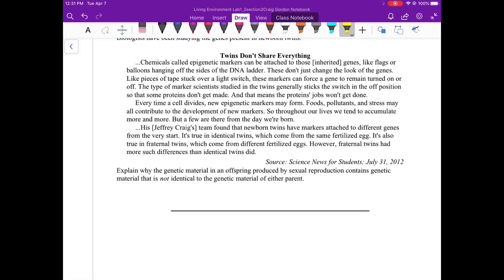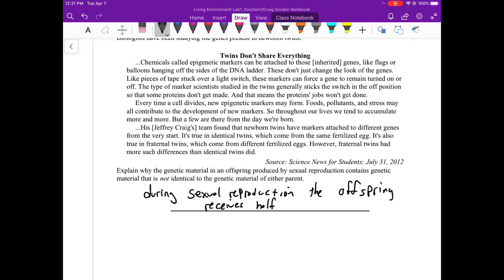Twins over here. Why is the genetic material in an offspring produced by sexual reproduction not identical to the genetic material of either parent? And the reason is because you get half from each parent. During sexual reproduction, the offspring receives half its genes from mom and half from dad.